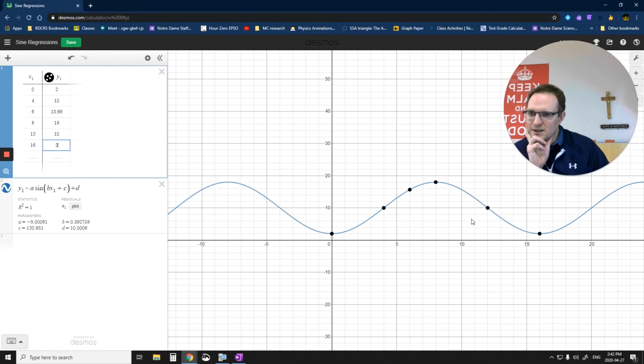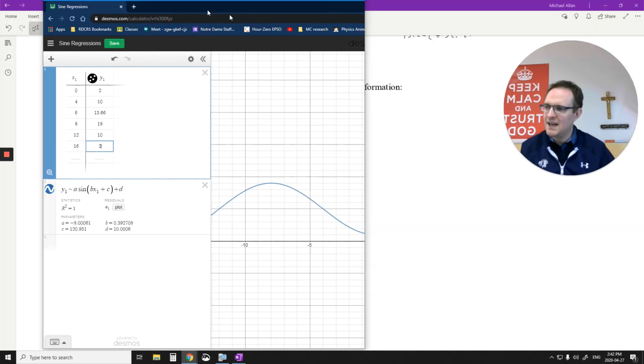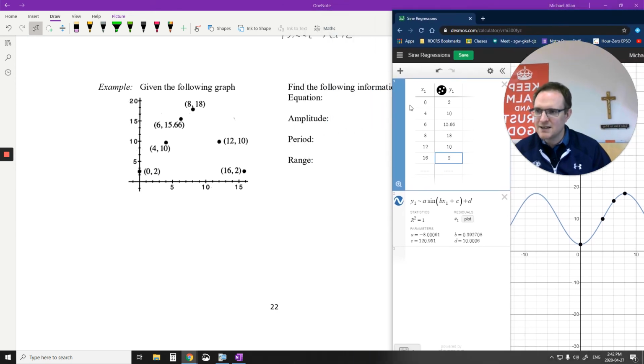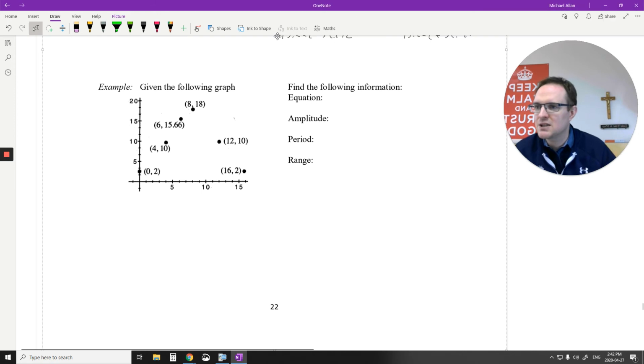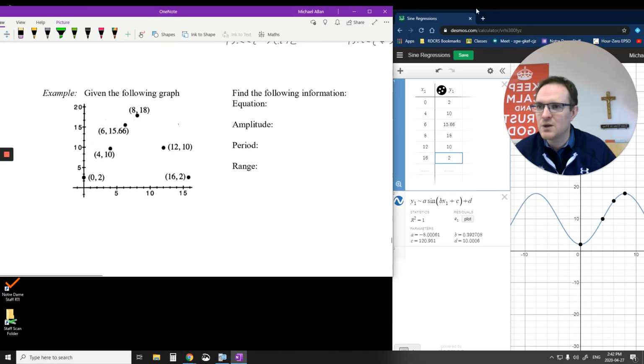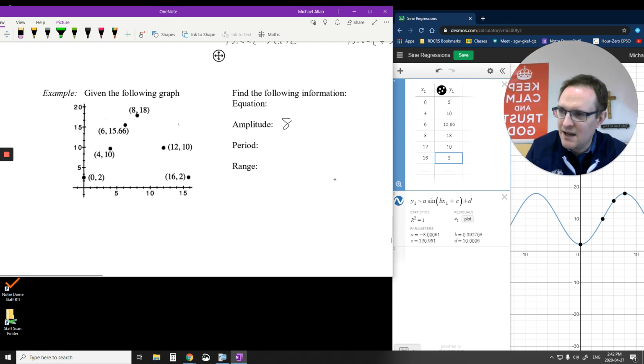Looks really nice. Now I have my A's, my B's, and my C's over here. So remember to find your amplitude, your amplitude is just going to be whatever your A value is. So my A value is going to be 8.00, to the nearest hundredth, 2 decimal places. That gives me like 3 sig-digs.